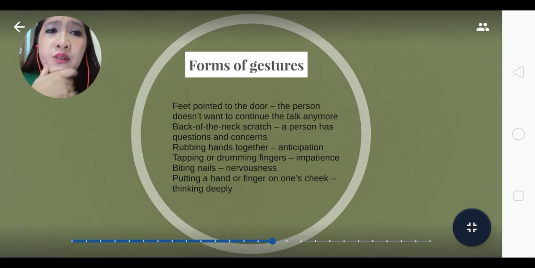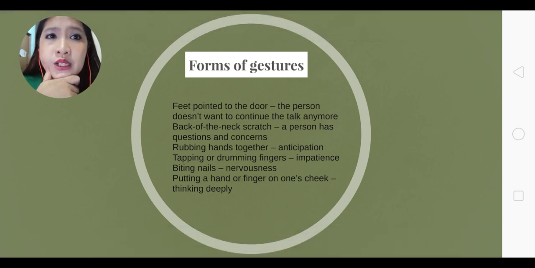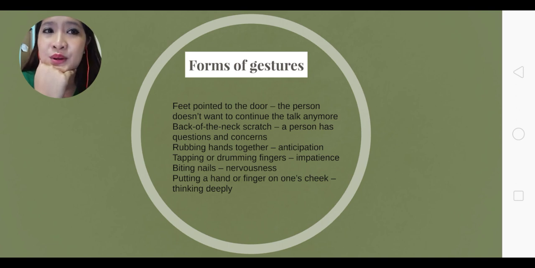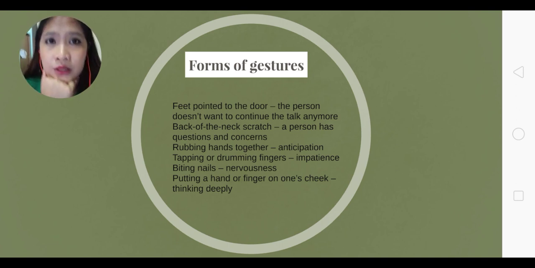Another, when the feet are pointed to the door, the person doesn't want to continue to talk to you anymore. You would see this in classrooms, especially when it's almost time. It's almost dismissal time. You see everyone, their feet are pointed to the door because they want to go home already. They want to end the class.